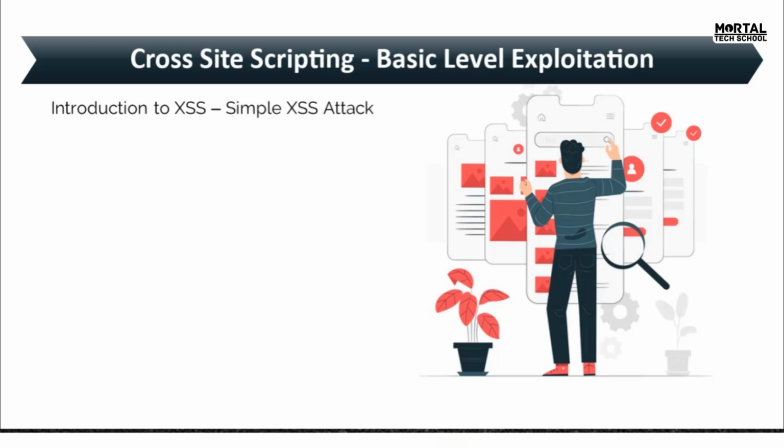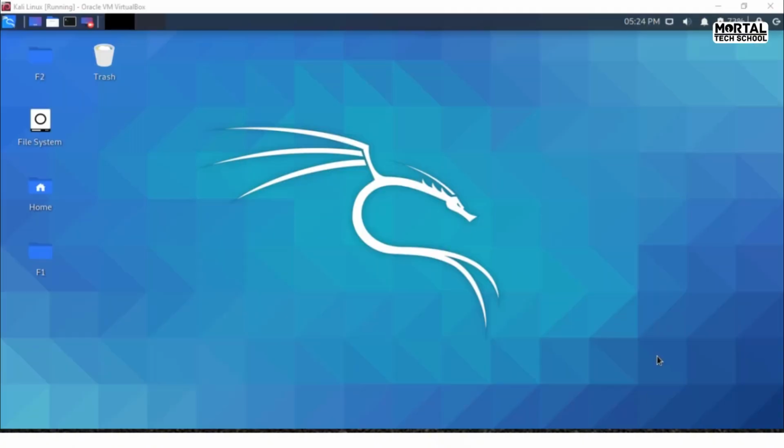Welcome to the new topic of cross-site scripting. In the last lecture, we had a brief introduction of what XSS is, how XSS can be injected, and how XSS can be used by hackers to get personal, financial, and banking information. In this lecture, we will see a demonstration of an XSS attack at a low level on DVWA so that you will get a clear idea of how cross-site scripting works.